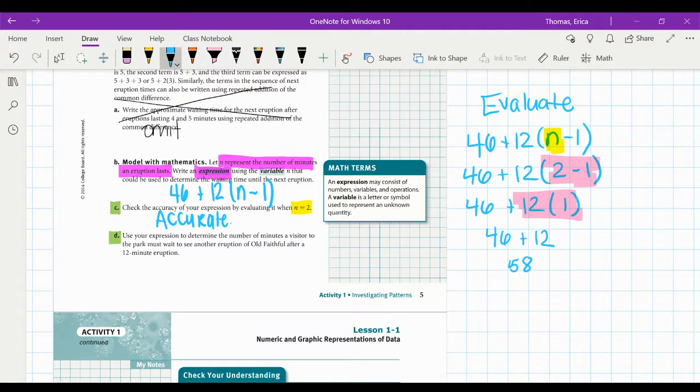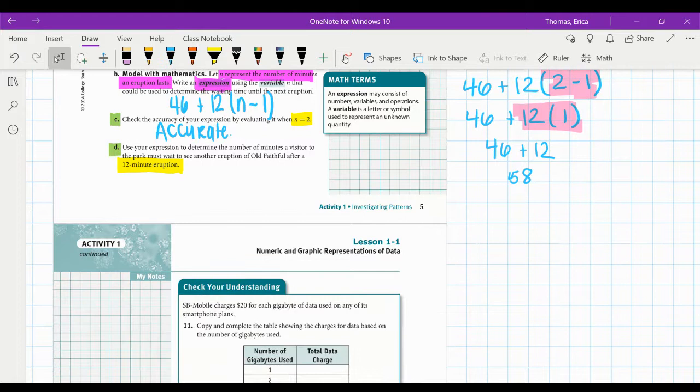Now you're going to use the expression to determine the number of minutes a visitor to the park must wait to see another eruption of Old Faithful after a 12-minute eruption. So we want to know after a 12-minute eruption. That means this time we are replacing n with 12. 46 plus 12 times n minus 1. We're evaluating this expression for when n is 12. So I'm going to replace the n with a 12.